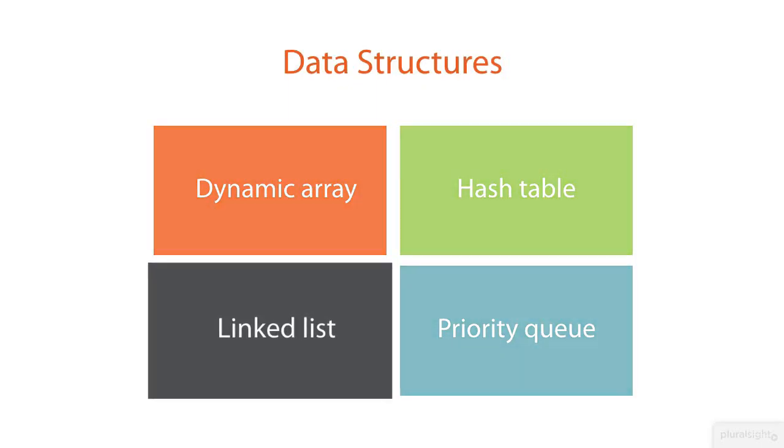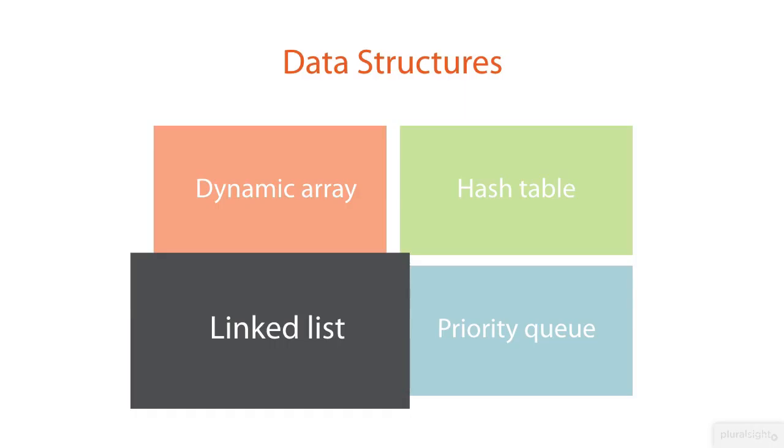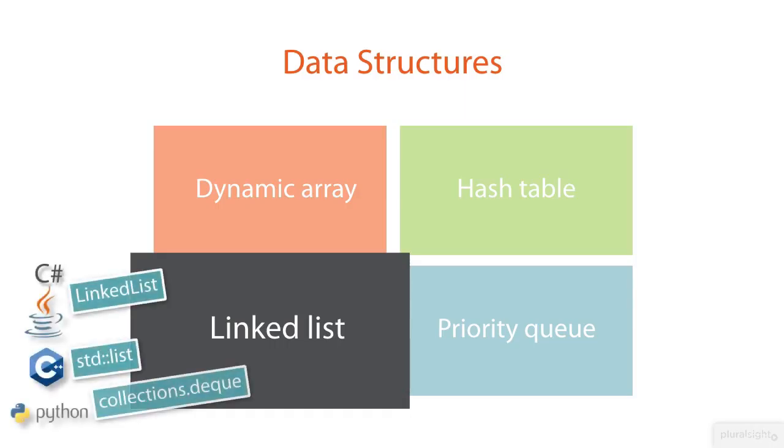In this clip, we will take a closer look at the data structure called linked list. C# and Java both provide linked lists via the built-in type LinkedList. C++ provides it in std::list, and in Python, I think the type that comes closest is collections.deque.